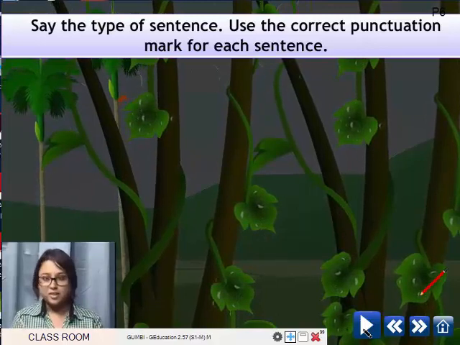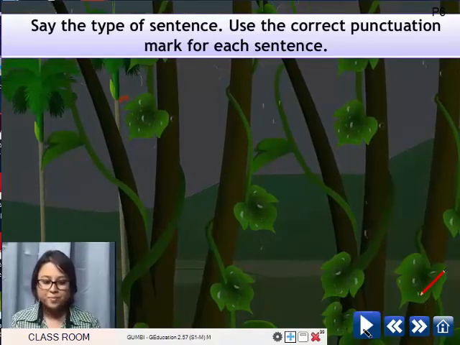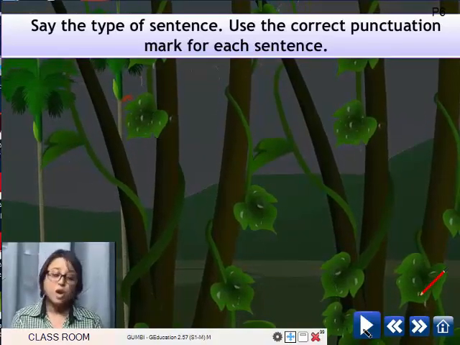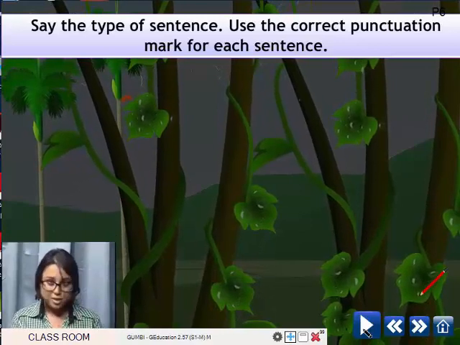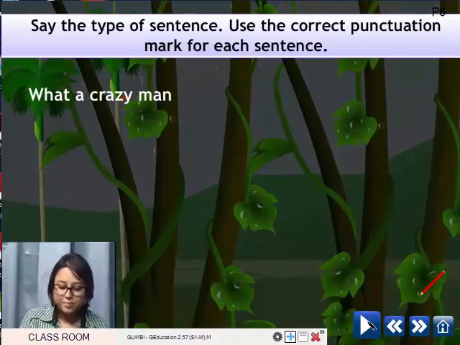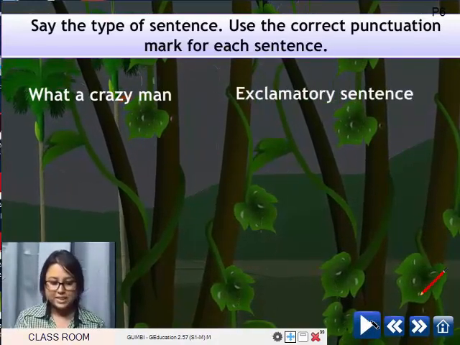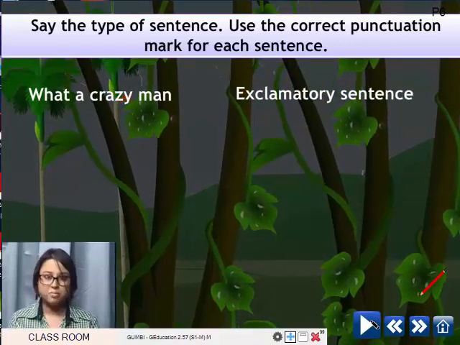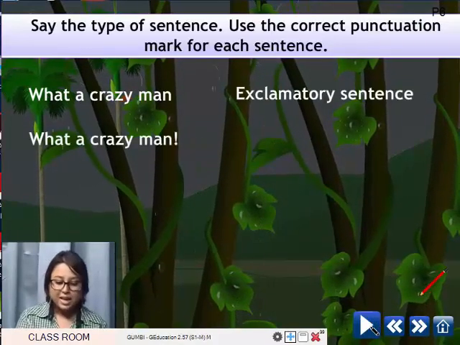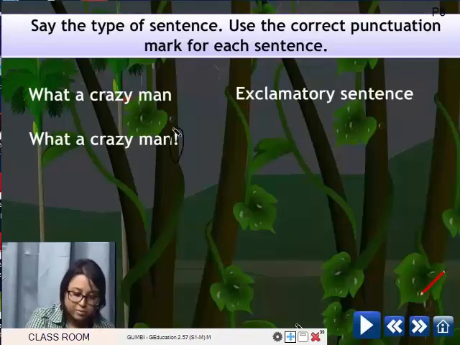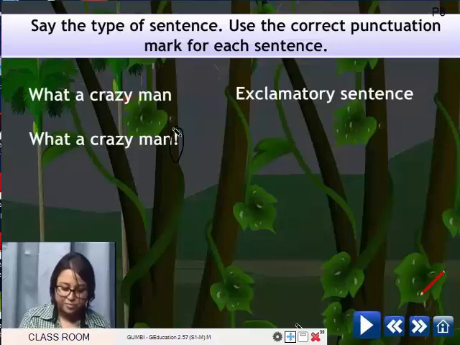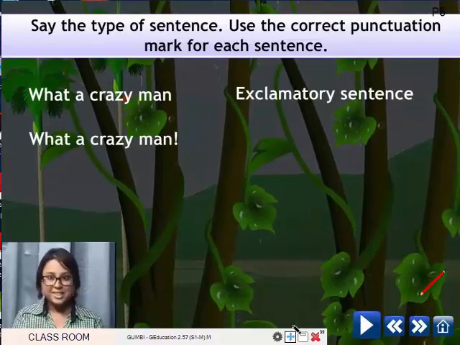Now, you've learnt about the three types of sentences. Now I will display some sentences on the screen, but you have to identify what type of sentence it is and give me the correct punctuation mark. What a crazy man. This is an exclamatory sentence. What punctuation mark should you use here? Exclamation mark. It becomes, what a crazy man. Will you do the next few examples?